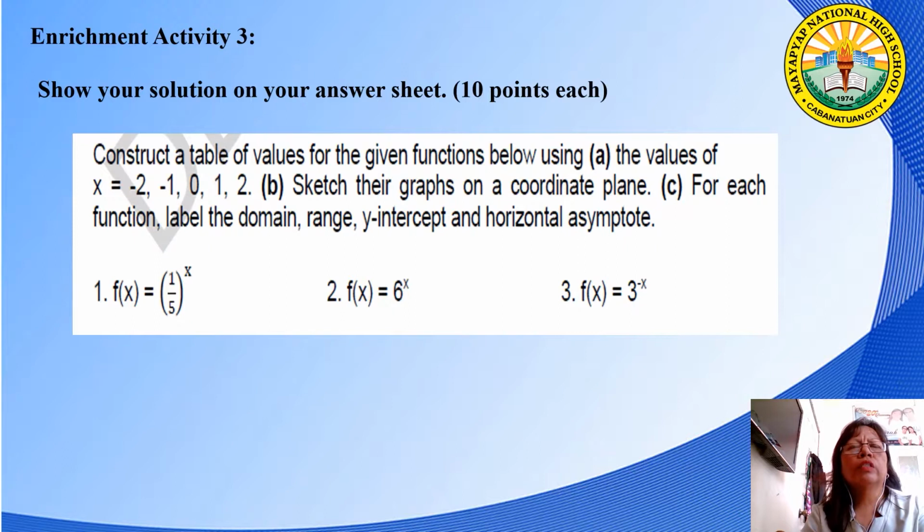So first, you construct a table of values for the given function. There are 3 given functions. Then you make a table of values of x and y, given the assigned values for x. Then identify the ordered pairs, plot the points in the Cartesian plane, and then connect the points in a smooth curve. Then describe the behavior of the graph.